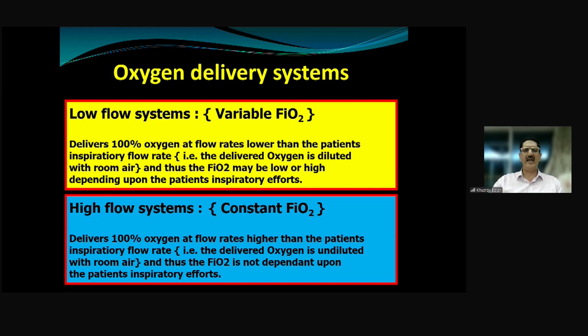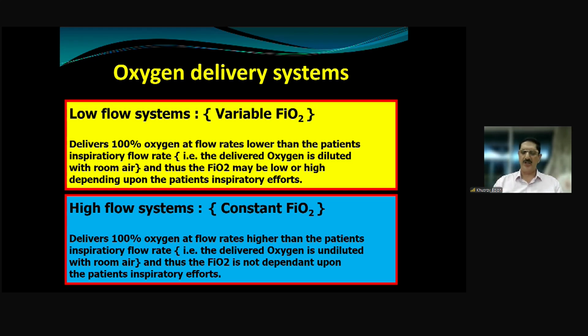As against that, to convert that 15 liters, I will use a phenomenon called the Bernoulli effect. I will come to that in a bit, and that will convert the flow at the mouth to be higher than the patient's inspiratory flow rate. Once I do that, whatever the patient takes in is only going to be pure oxygen, which we have set. And this is called a high flow system. Therefore, the FiO2 delivered to this person is constant. If I'm clear about this, I can move on.